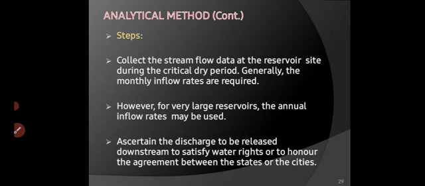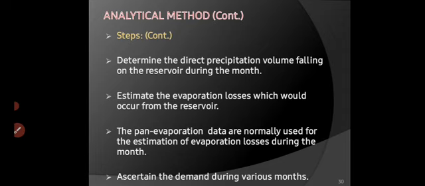Collect the stream flow data at the reservoir site during the critical dry period. Generally, monthly inflow rates are required. However, for a very large reservoir, the annual inflow rates may be used. Ascertain the discharge to be released downstream to satisfy water rights or to honor the agreement between the states or the cities. Determine the direct precipitation volume falling on the reservoir during the month.